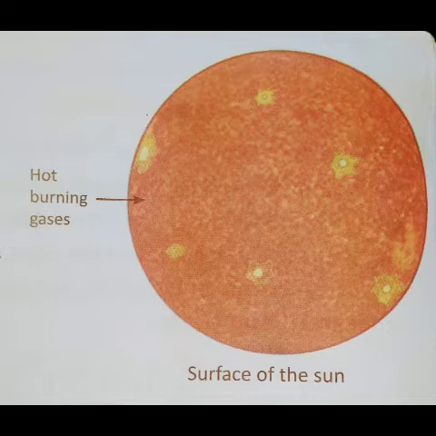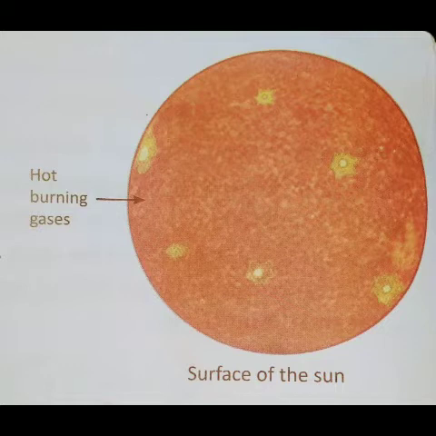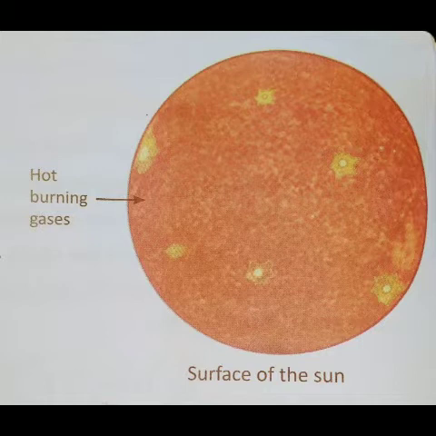At the center of the sun, also known as the core, hydrogen changes into helium. This process releases a large amount of heat and light energy. It is this light and heat that we receive on earth.